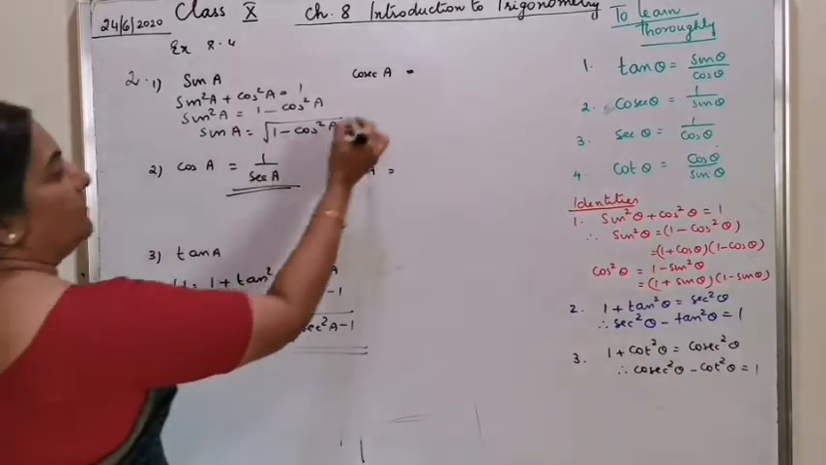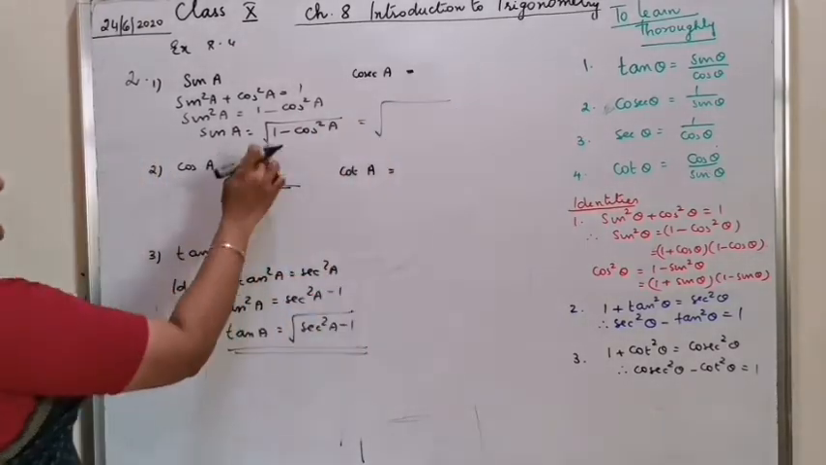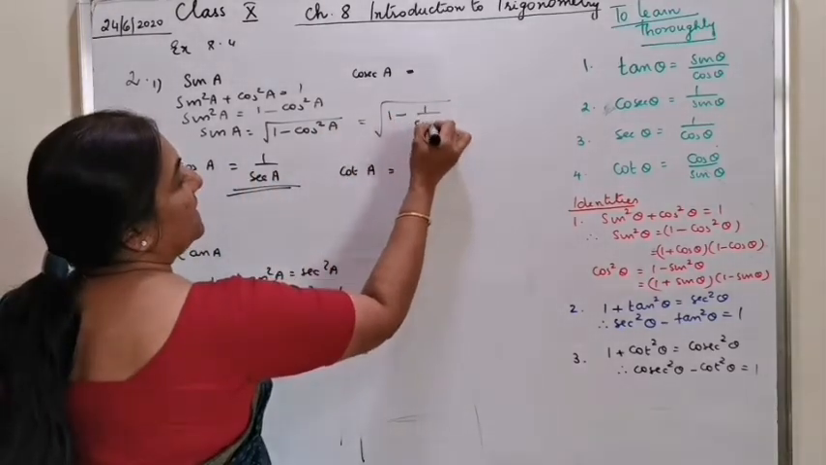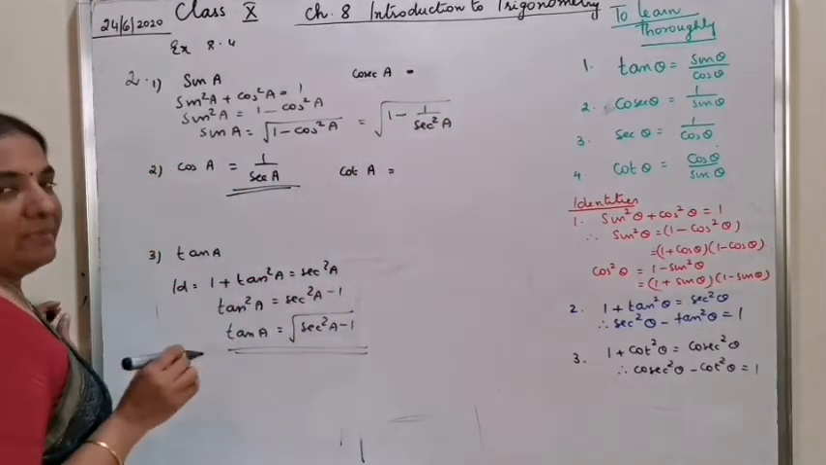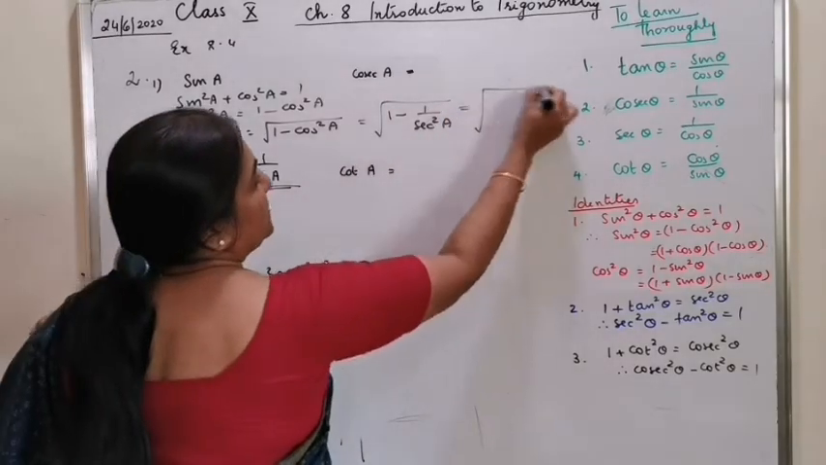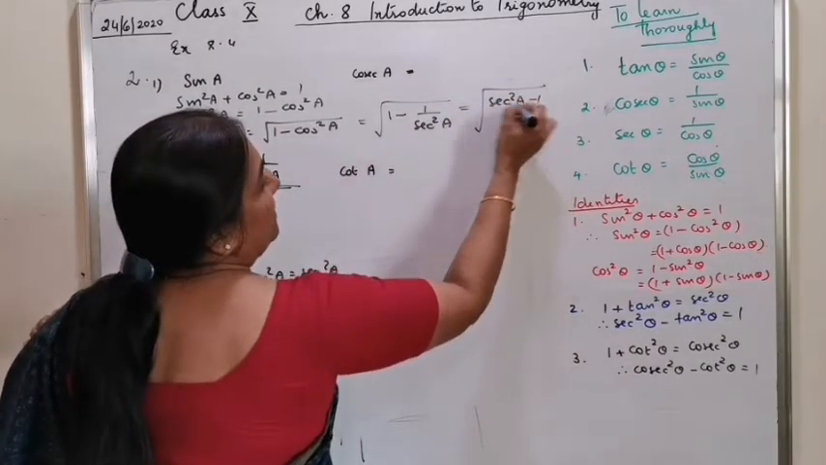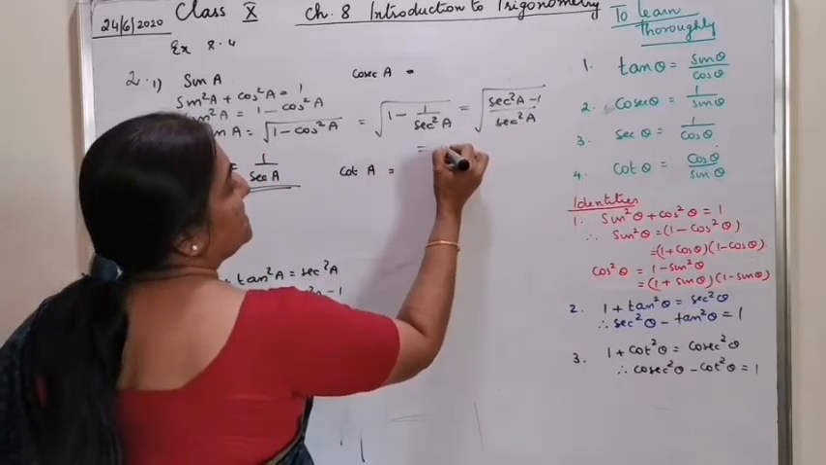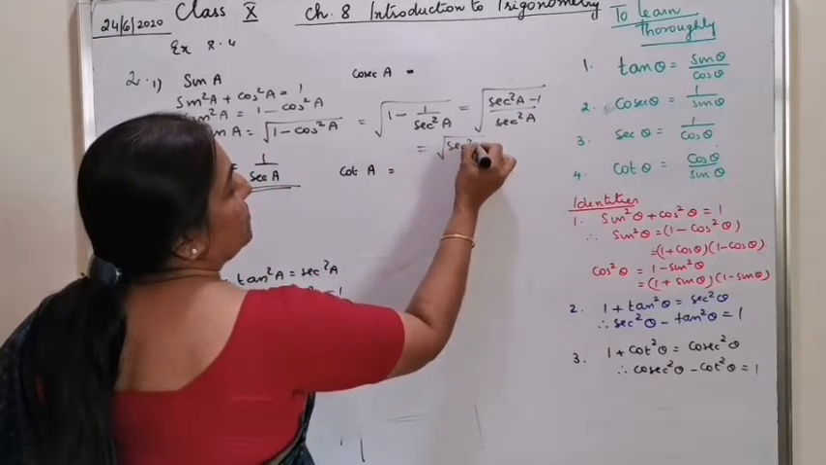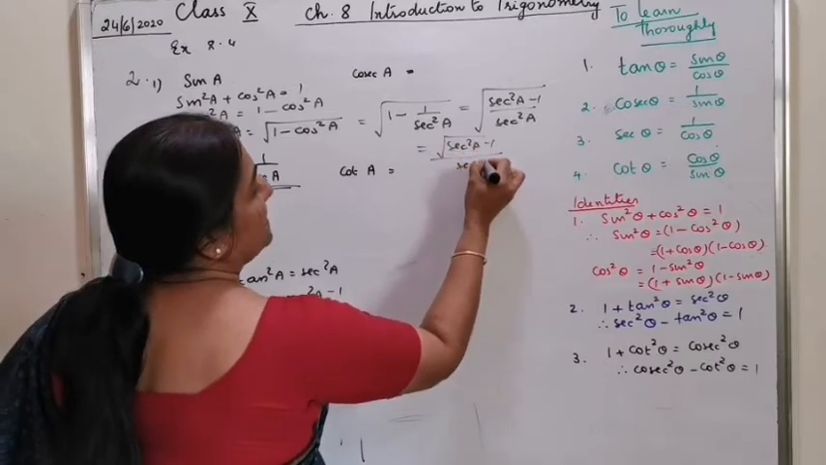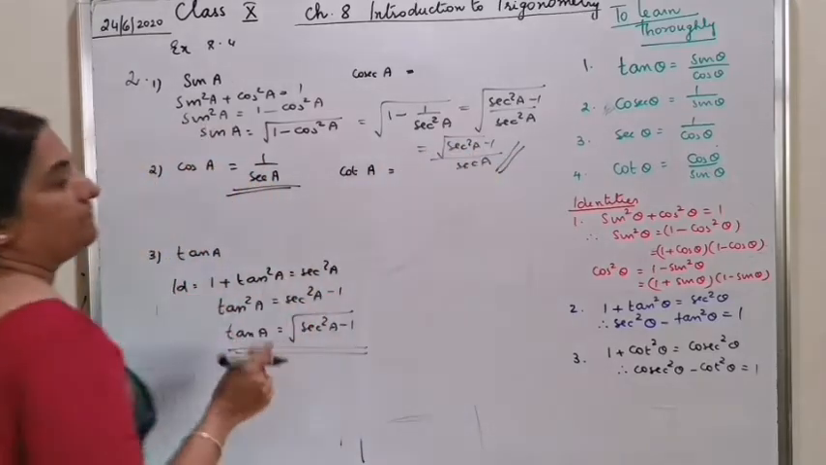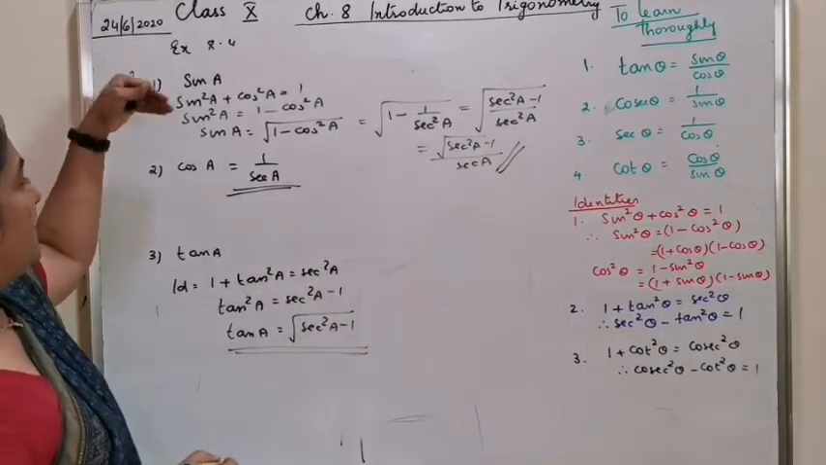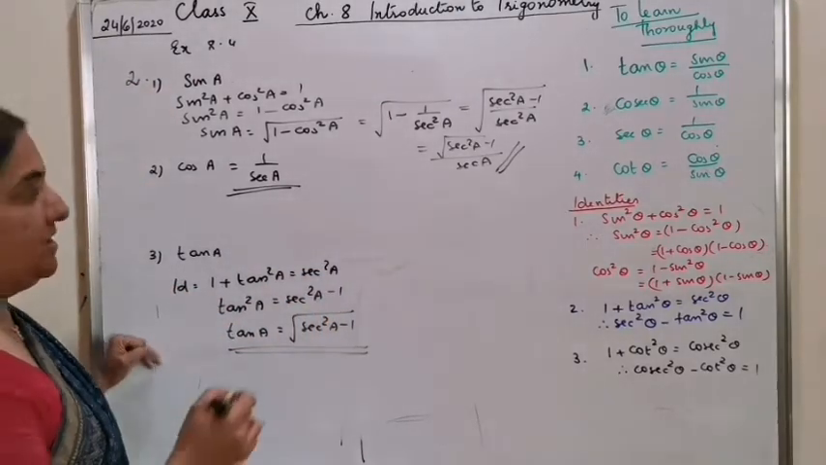And we are very thorough that cos A is 1 by sec A. So it is square root of 1 minus 1 by sec square A, which is the same as square root of (sec square A minus 1) by sec square A, or the final answer is square root of sec square A minus 1, by sec A. So question number 1, 2 and 3.